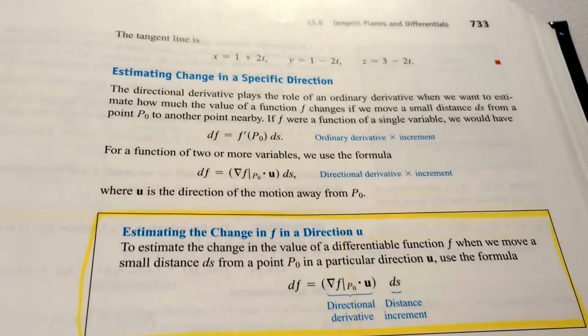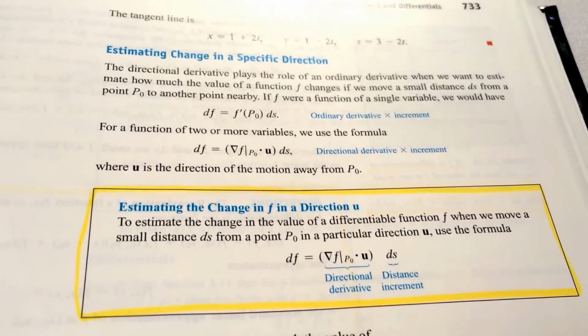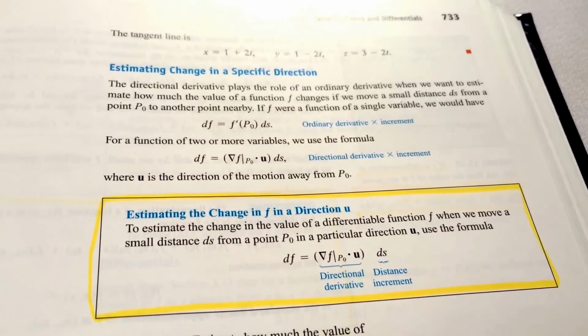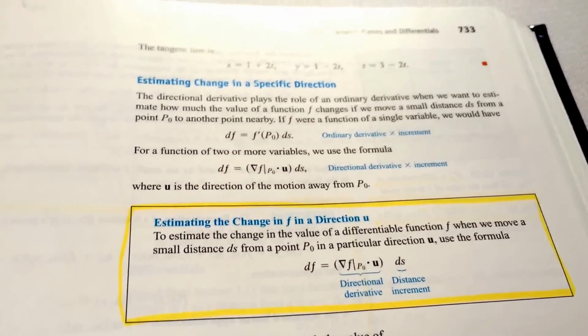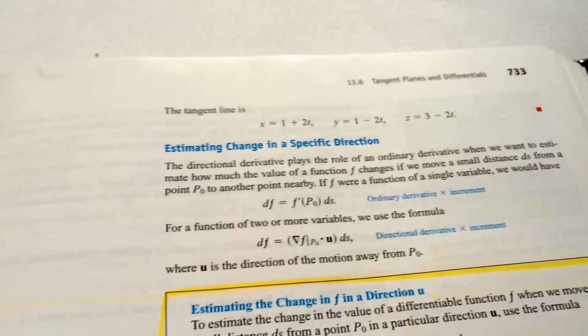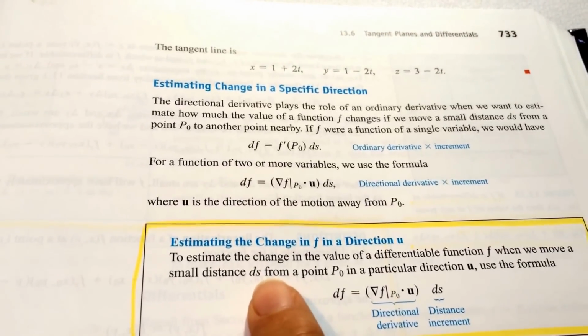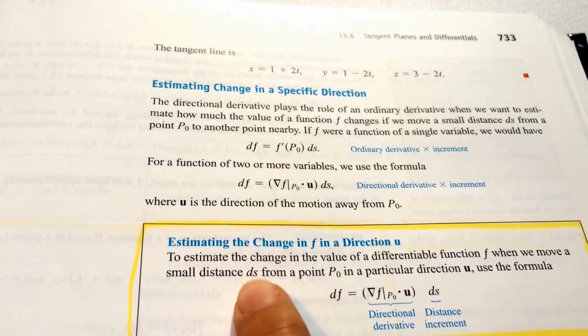Okay, and then here we have how to estimate change in a particular direction. So the problem would say something like, how much would this change if you moved blah, blah, blah. That's kind of how it would be worded. So here you have to estimate the change of a function when you move this ds.